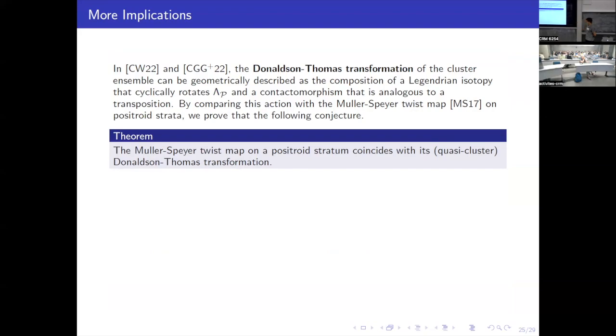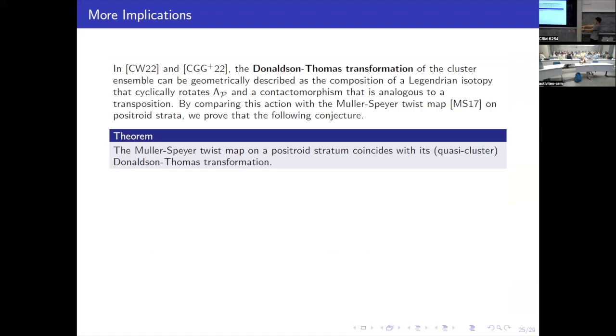Another result is about the Donaldson-Thomas transformation, right? So in my work with Roger and also the Richardson variety paper, we all consider this Donaldson-Thomas transformation, and geometrically it can be described as a composition of some isotopy on the link together with a contactomorphism that flips it upside down. So this is kind of like a transposition described in the symplectic way.